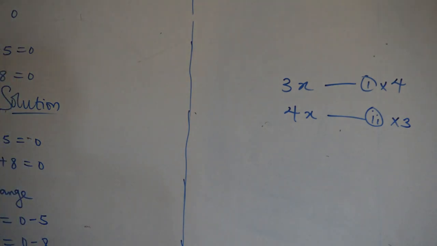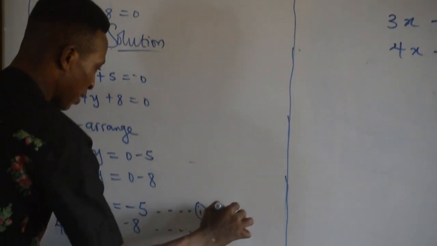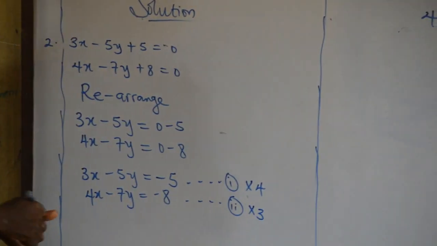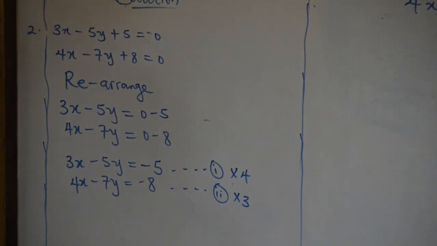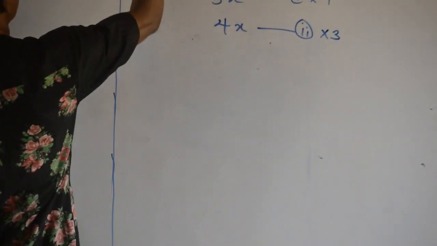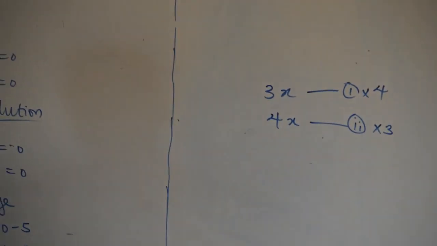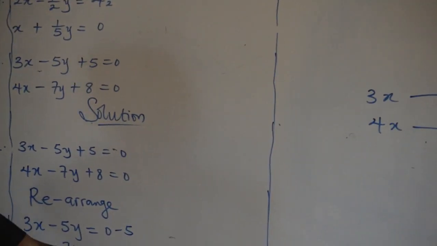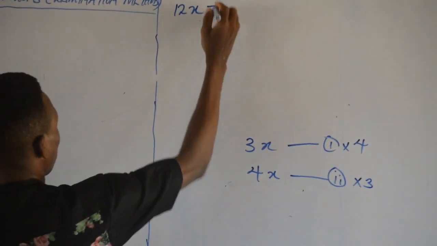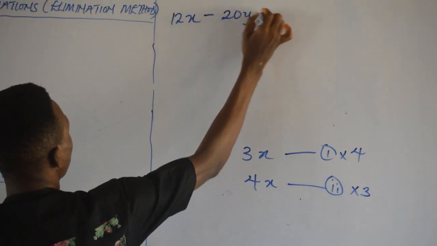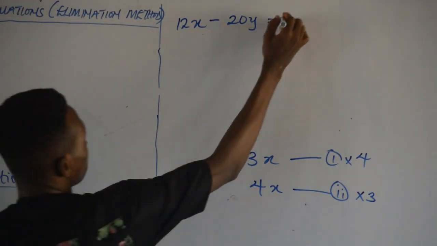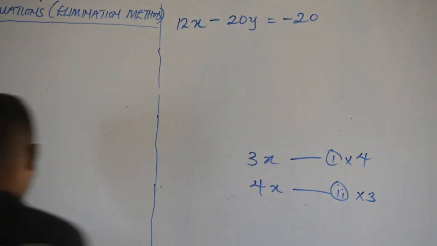So that means for my equation 1 here, I'm going to be multiplying it by 4. Then equation 2, I'm going to be multiplying it by 3. That means each variable that is there. So let's multiply each of the variables. We have 3x multiplied by 4. That gives us 12x. We have 5y multiplied by 4. Don't forget we still have minus here. So if I put the minus, 5y times 4 gives you 20y. Now equals to minus 5 times 4. That gives us minus 20.